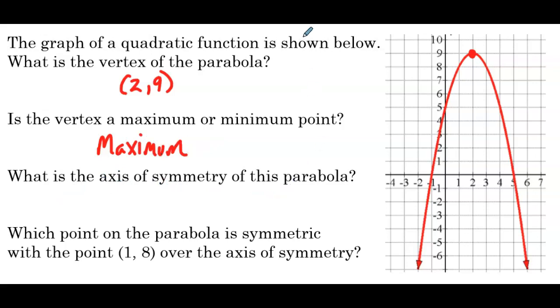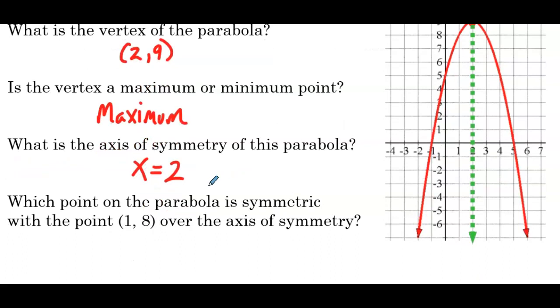What is the axis of symmetry? So what is the equation of the vertical line that we can draw right through the middle of the graph? Well, if we wrote the equation of that vertical line, it would be x equals 2. Notice that x equals 2, the vertical line, and the x value of the vertex, which is 2, are the same. And that's an important feature that's going to help us find the vertex of a parabola if we know the axis of symmetry.